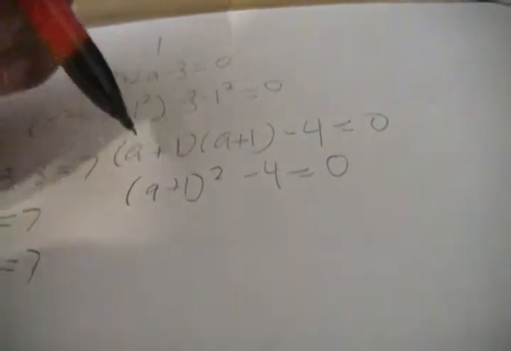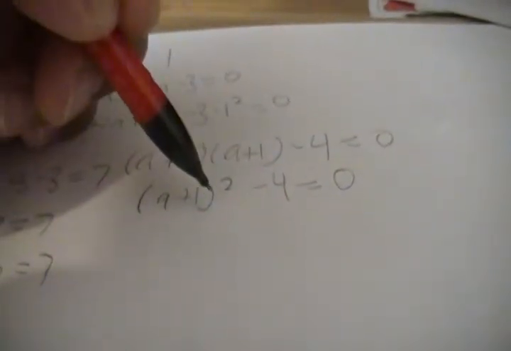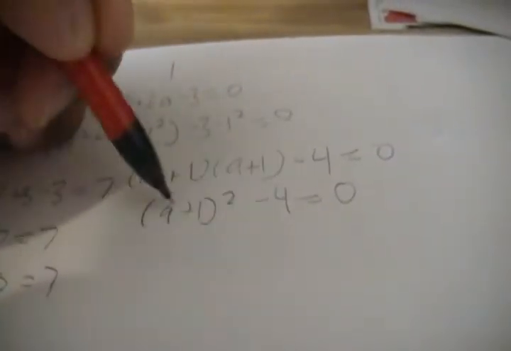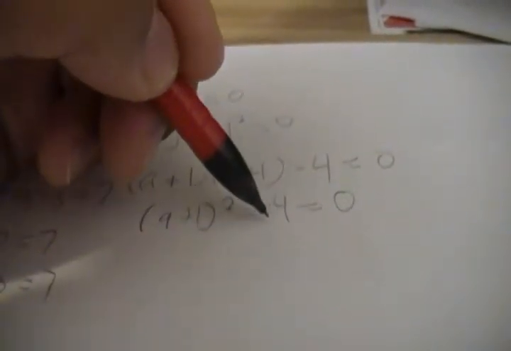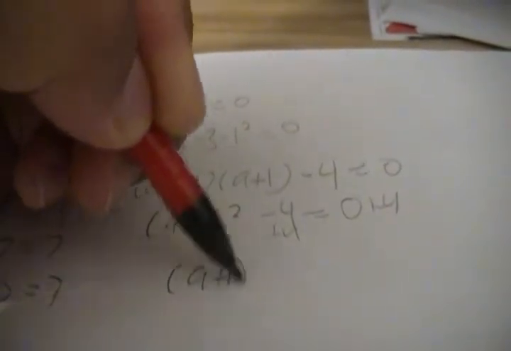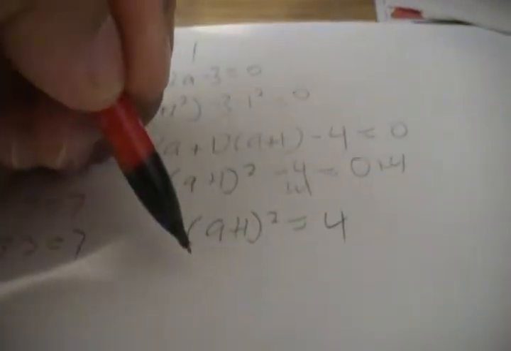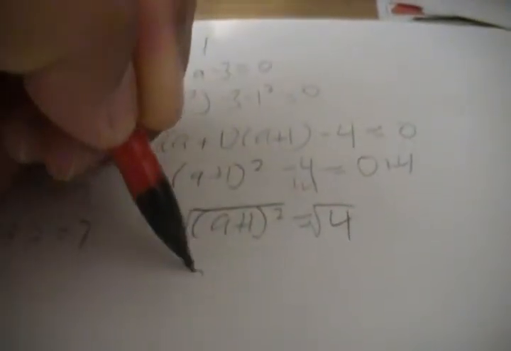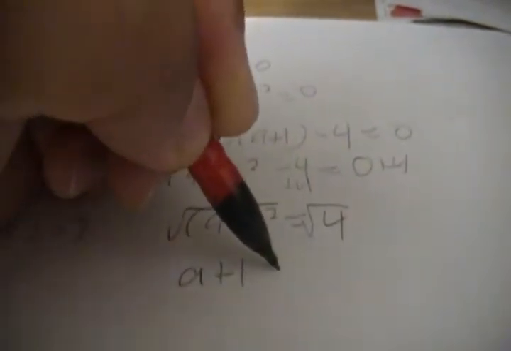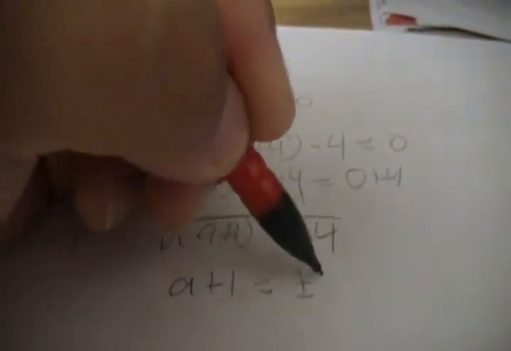Now, we want to solve for a. To do this, we have to isolate the variables from the numbers. So we add 4 to both sides, and you get a plus 1 squared is equal to 4. Now we square root both sides. So we get a plus 1 is equal to plus or minus 2, because the square root of 4 is 2, but it's plus or minus 2.